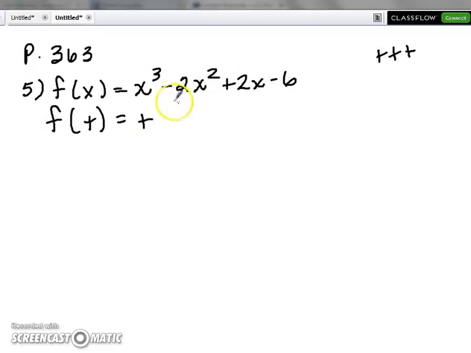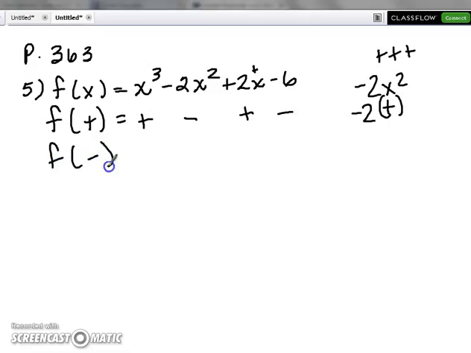So now I'm going to go to this term. I've got negative 2x squared. I'm going to take a positive number, and I raise it to the 2nd power. Then a positive times a positive is a positive. But now that positive is going to get multiplied by negative 2, so that's going to make it a negative number. Well, this is a positive number, and I'm going to multiply it by positive, so it stays positive. And then no x here, so just the sign comes down. Go back again, and this time I'm going to pretend that I'm plugging in a negative number.